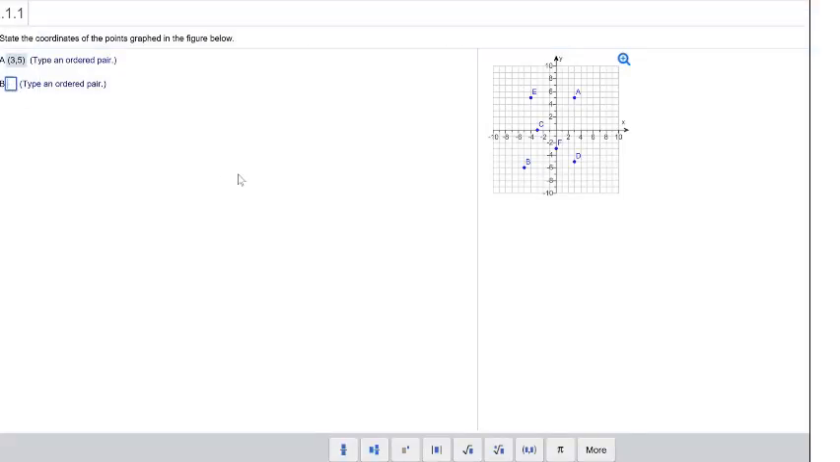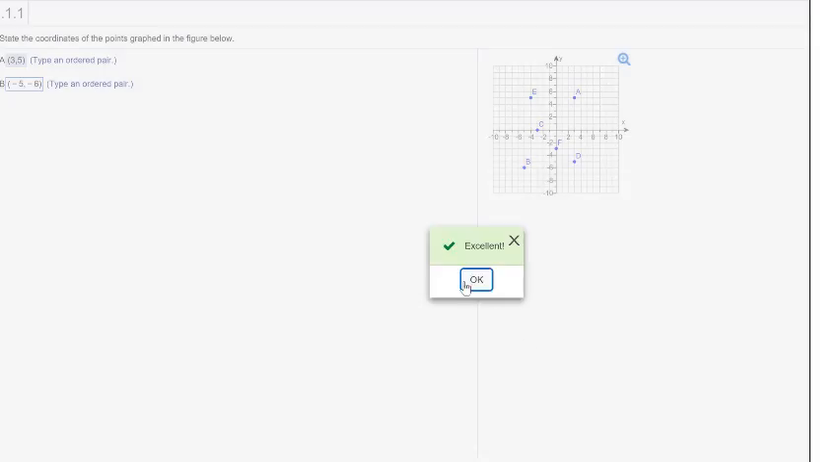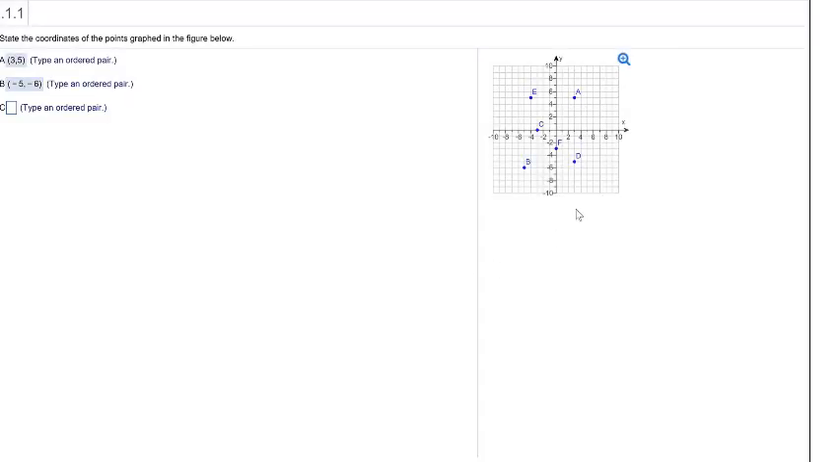So to type your answer, you'll open a parentheses and you'll type -5, comma, -6, close the parentheses, and check your answer. Okay, let's look at point number C.